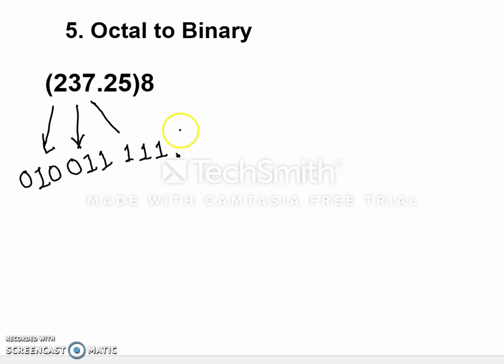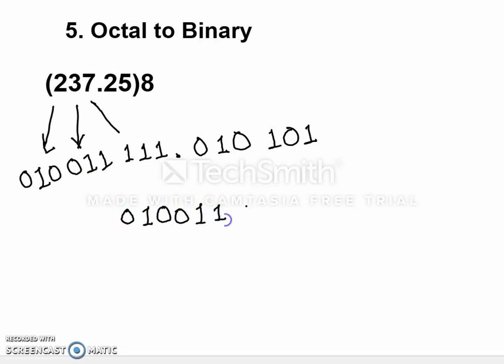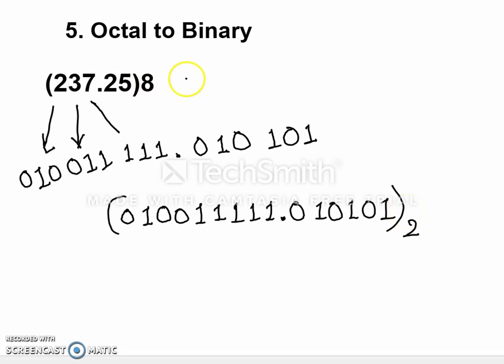The dot stays as it is. What is the binary equivalent of 2? That is 0 1 0. And what is the binary equivalent of 5? It is 1 0 1. So that's it. You need to write it in the proper way. It means 0 1 0 0 1 1 1 1 1 dot 0 1 0 1 0 1. That is the binary equivalent of this octal number. This is how we can convert an octal number into a binary number.